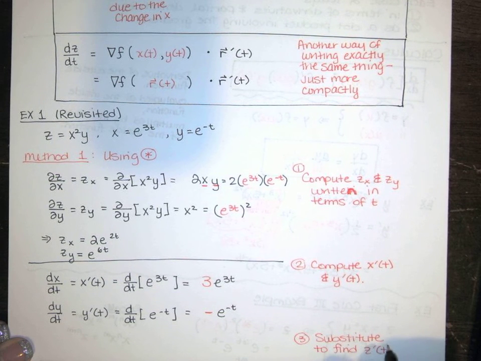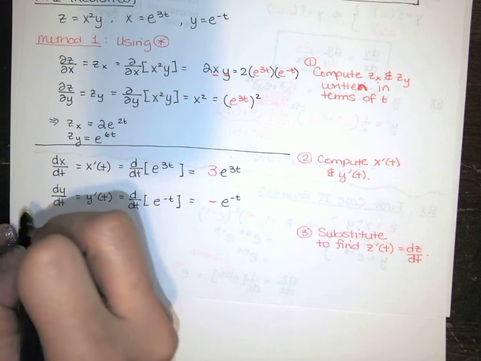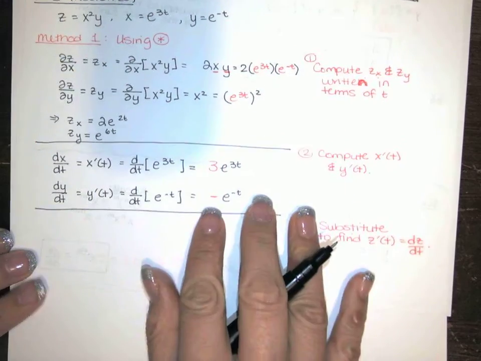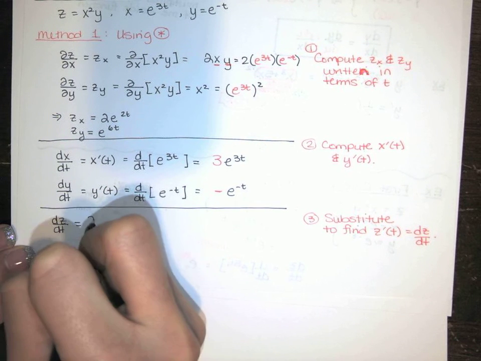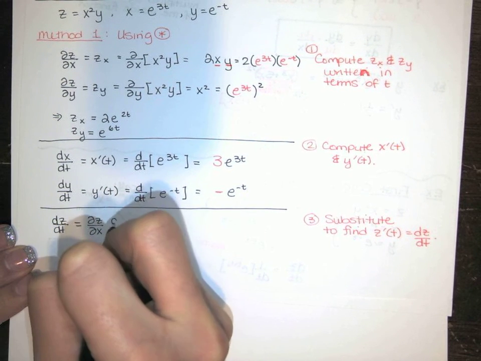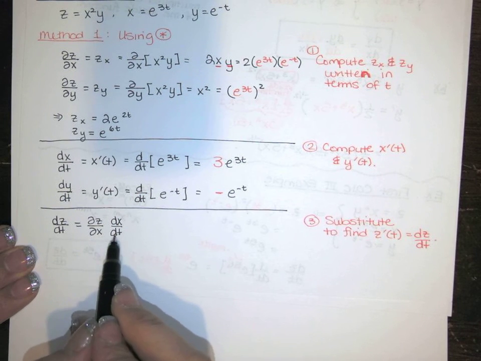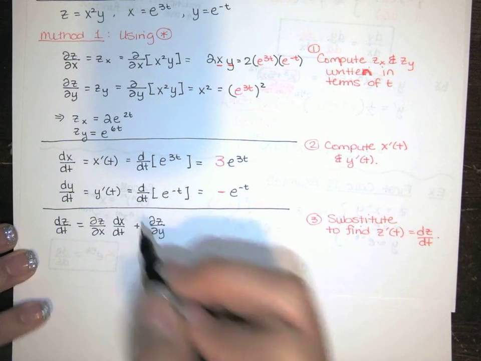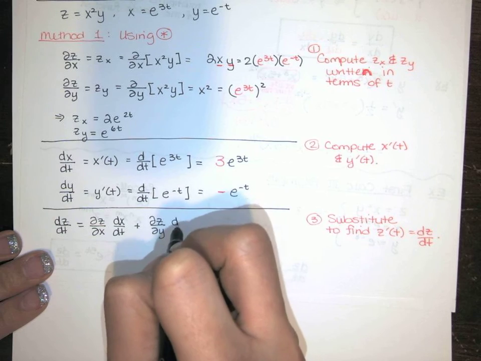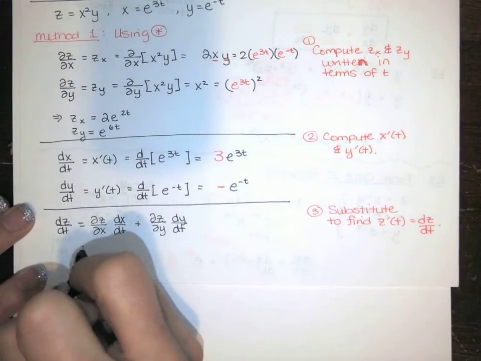To find z prime of t, or dz dt, same thing. That was step 1, here's step 2, and here's step 3. dz dt is the partial of z with respect to x times dx dt. It's the change in z with respect to t due to changes in x, plus the change in z with respect to y, the partial derivative, times the derivative of y with respect to t, ordinary derivative. And then you're just substituting and simplifying.